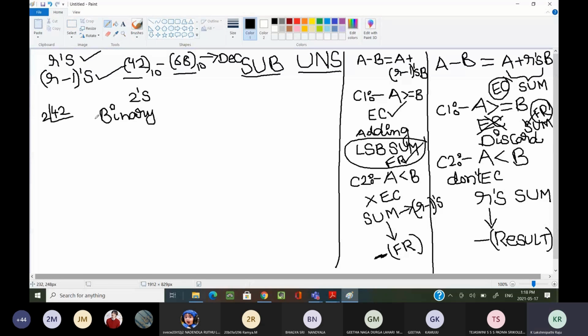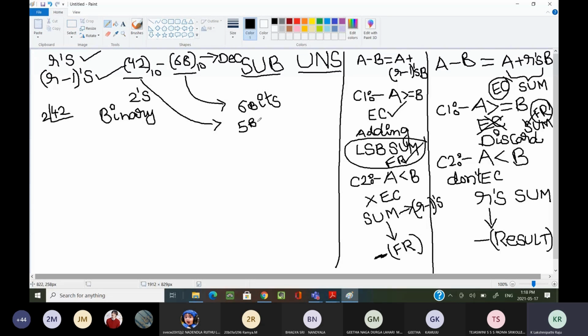Okay, if one number does not contain sufficient bits after converting into binary, I am giving some examples. Suppose after converting this into binary, you get 6 bits. That means the binary number you got contains 6 bits. Now, if you convert the other number into binary, you get only 5 bits. That means that binary number contains 5 bits.